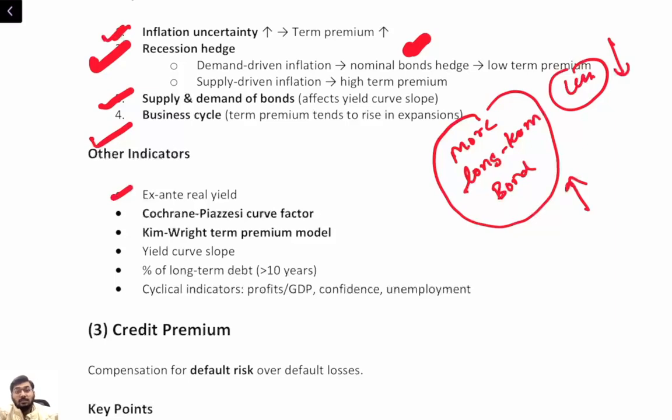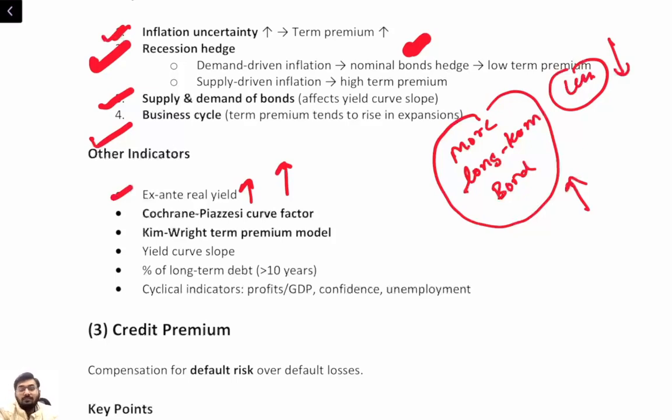Ex ante means expected future, real yield means yield after removing the inflation. So higher expected real yield means higher term premium. So if this is high, that means term premium is also high. Clear?